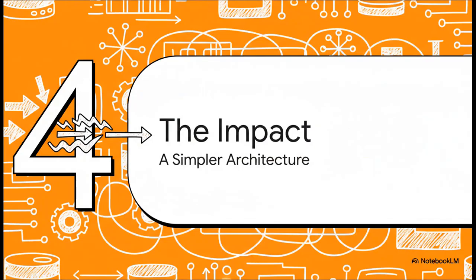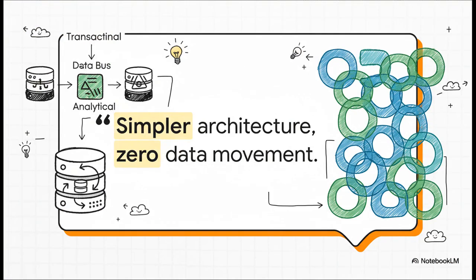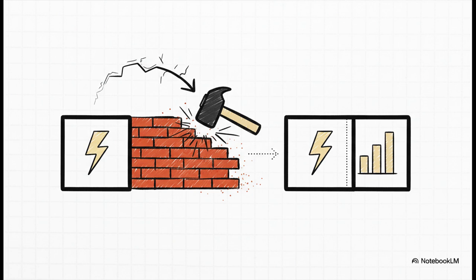So when you add all of this up, what does it mean for the big picture? Well, the impact really boils down to one word: simplification. You know, this quote from the source material just says it all. Simpler architecture, zero data movement. Now that right there is the holy grail. It's all about reducing complexity and getting rid of the need to constantly shuffle your data between a bunch of different systems. This means your app's live, operational data can finally sit in the same place as your historical, analytical data. It just breaks down that wall we've been talking about.